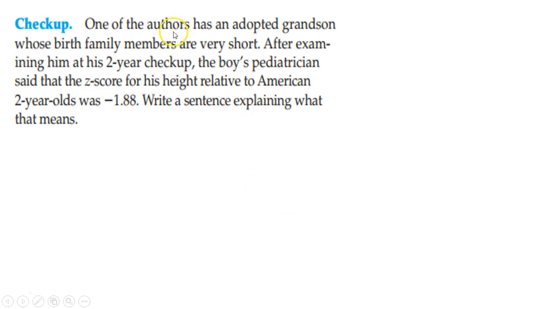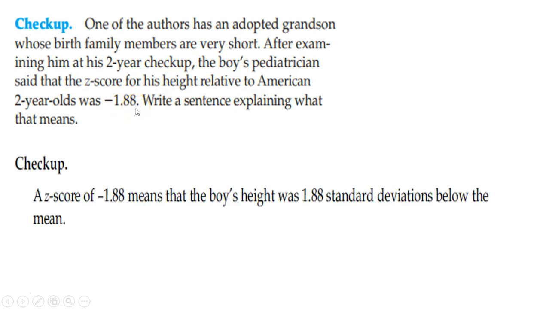Taking a look at this one, one of the authors has adopted a grandson whose birth family members are very short. After examining him at his 2-year checkup, the boy's pediatrician said that the z-score for his height relative to American 2-year-olds was negative 1.88. So he's below the mean. He's barely within what's usual, because remember, negative 2 and positive 2 are common standard deviations, so it is still normal, but technically on the lower side of normal. So he's pretty close to being unusually short.